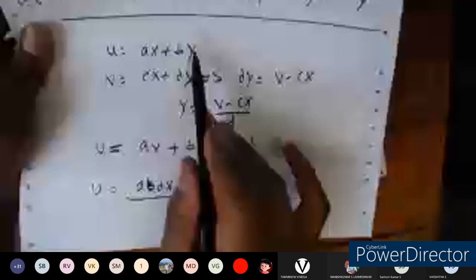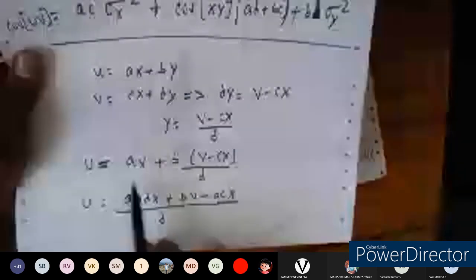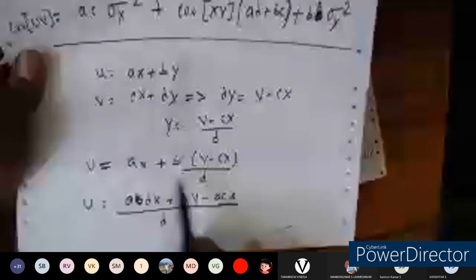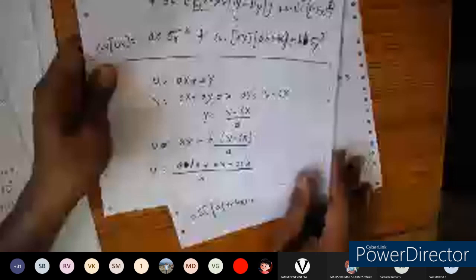What I am doing is substituting the value of y in expression number 1, the expression of u. So you are going to get it like this: ax plus b into this one. Let us take the LCM and segregate the x terms here.